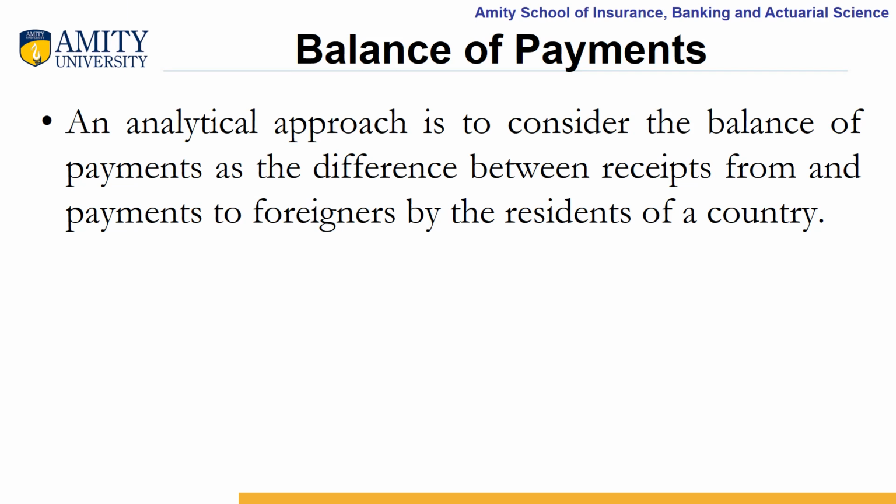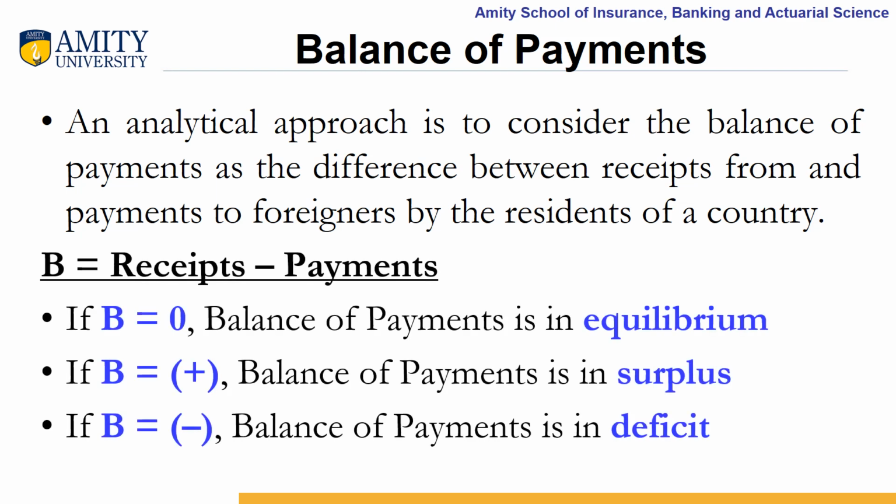An analytical approach is to consider the balance of payments as the difference between receipts from and payments to foreigners by the residents of a country. So, balance will be equal to receipts minus payments. If this balance is zero, if we have equal amount of receipts and payments, we can say balance of payments is in equilibrium. If balance is positive, that means receipts are more, payments are less, balance of payments is in surplus. And if balance is negative, that means payments are more as compared to receipts, balance of payments is in deficit.